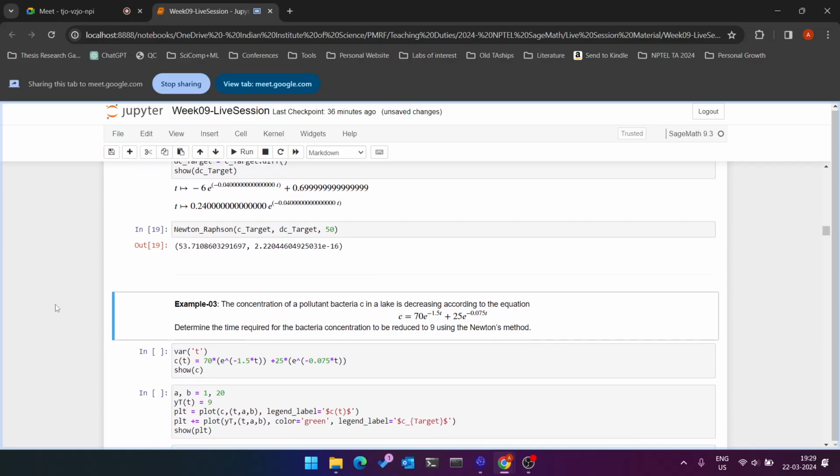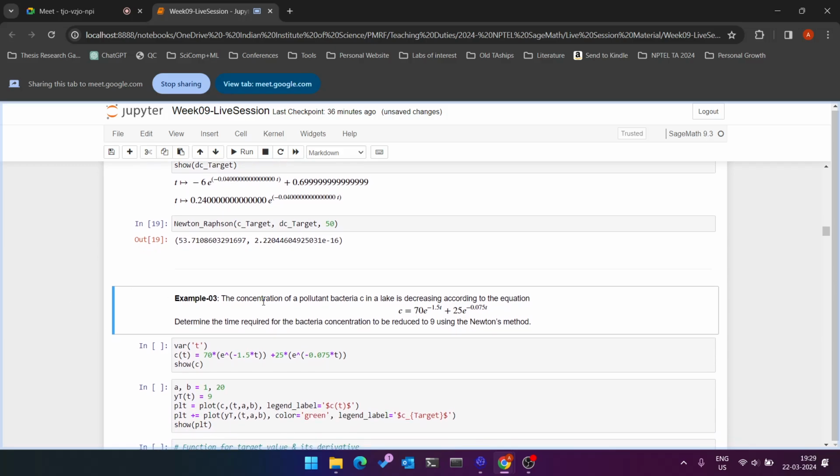Next example that we have tells us that the concentration of a pollutant bacteria C in a lake is decreasing according to the equation given here, which is C of t is 70 e raised to minus t plus 25 e raised to minus 0.075 t. Find the time required for the bacteria concentration to be reduced to, say, 9 using Newton's method.